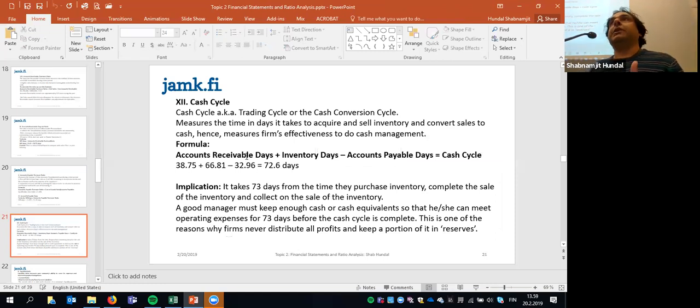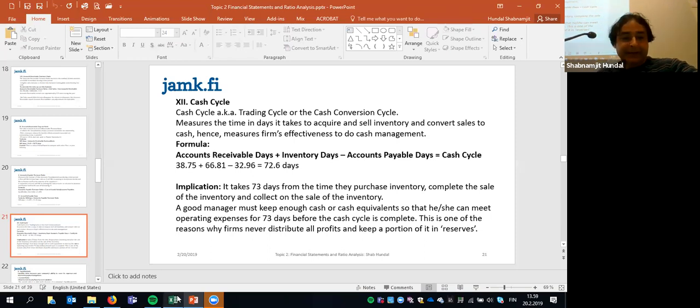Plus, you convert your inputs to output fast, and you delay paying your suppliers. If all these virtues are met, your cash cycle becomes smaller. Hence, you don't have to worry too much about the future. Worrying about 30 days is less worrisome than worrying about 73 days. You get my point? So therefore, a company would like to have as short a cash cycle as possible.